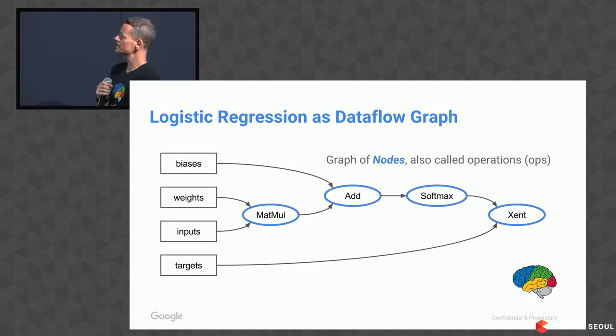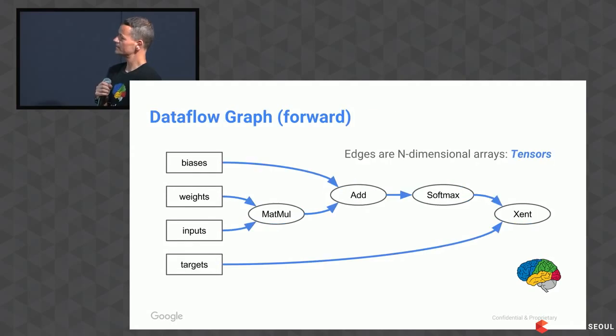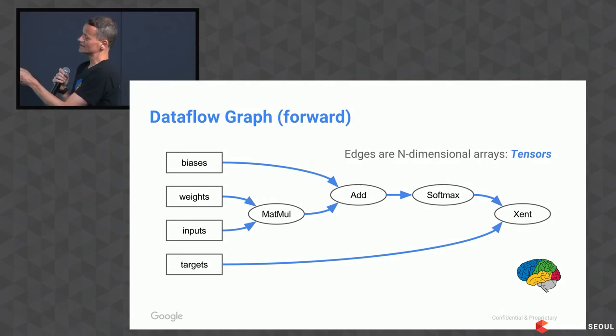Those are the nodes. And then we have also the edges. So the edges, the arrows here, are n-dimensional arrays, which are commonly called tensors, right? So 1-dimensional is a vector, 2-dimensional is a matrix, 3-dimensional is a tensor, 4-dimensional is a tensor, 5-dimensional is a tensor. And this is very handy to have in arbitrary dimensions.